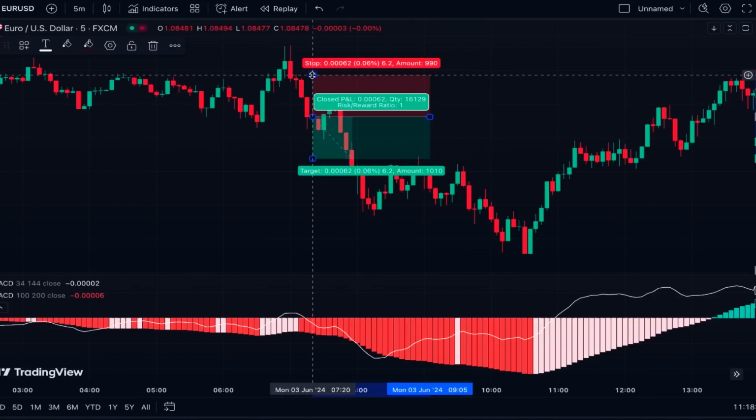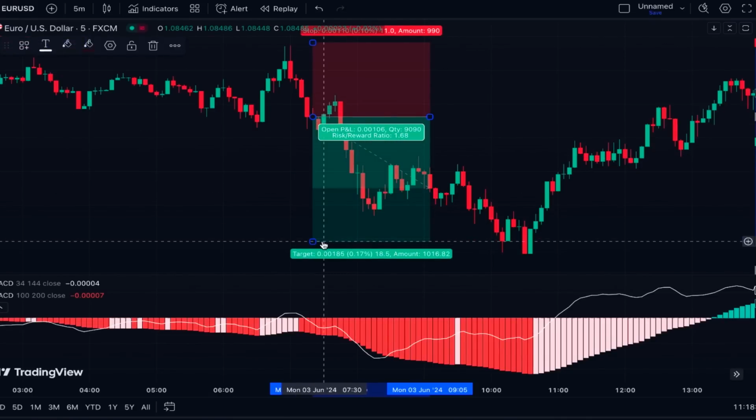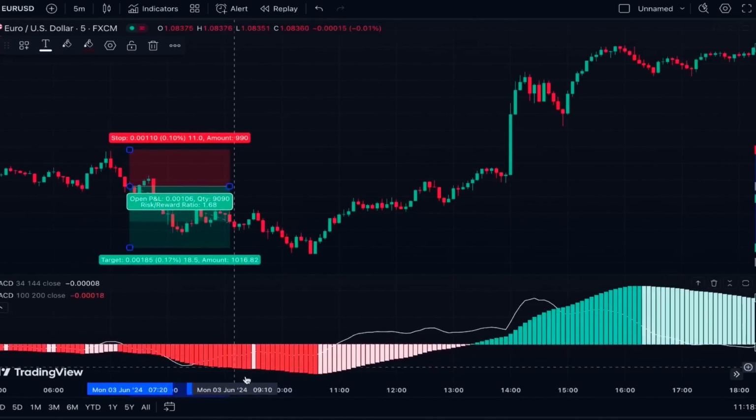The stop loss above the previous swing high, and the profit target at 1.5 risk to reward ratio. Moving on the chart, no signal around here.